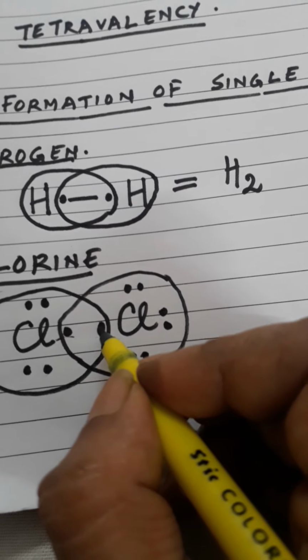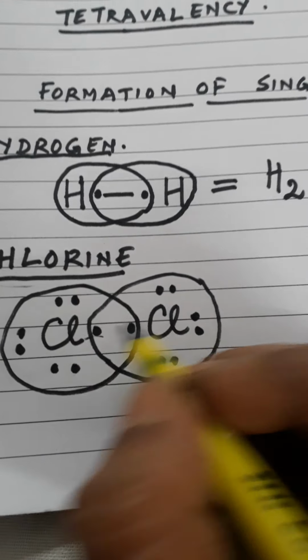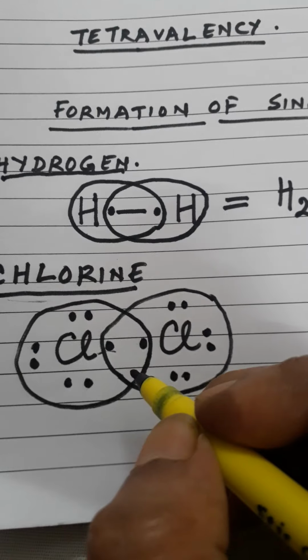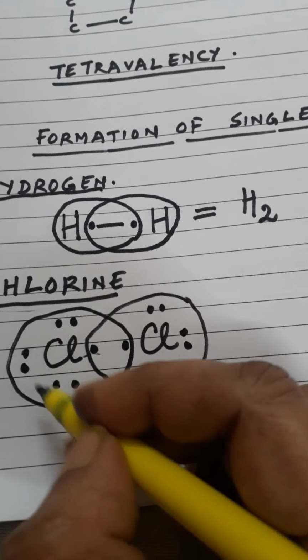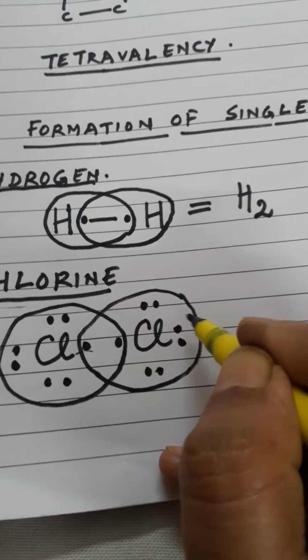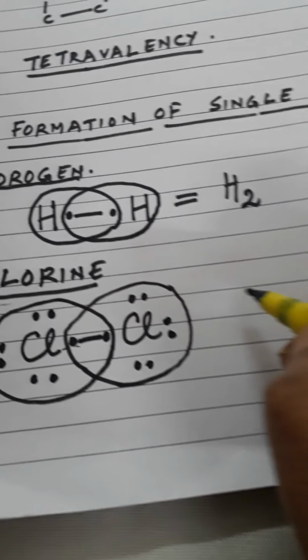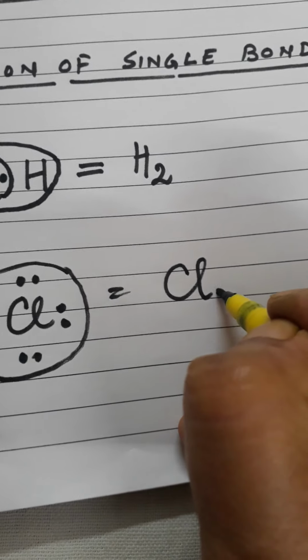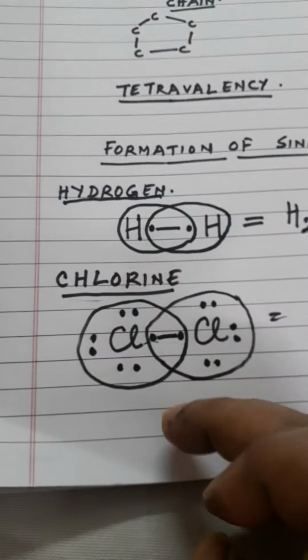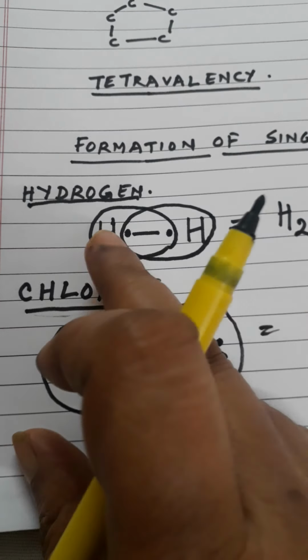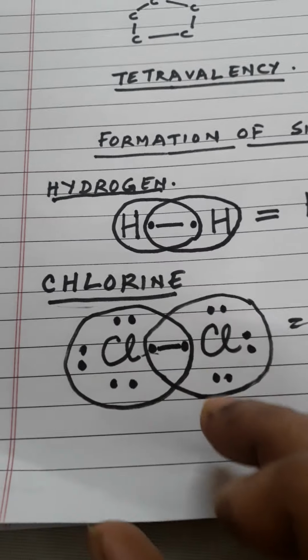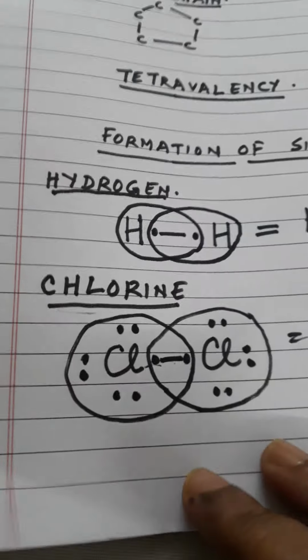So by sharing or borrowing, both the chlorine atoms have acquired a stable octet configuration. This also has 8 around it. This also has 8 around it, resulting in the formation of a single covalent bond. So this formation of chlorine molecule. So these two examples are single bonds where similar elements are sharing one pair of electron between each.